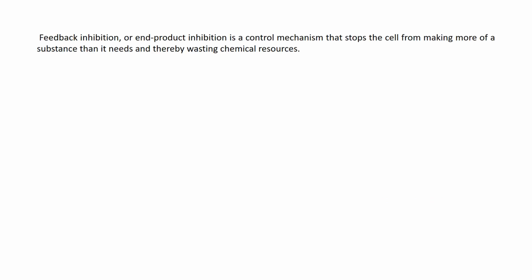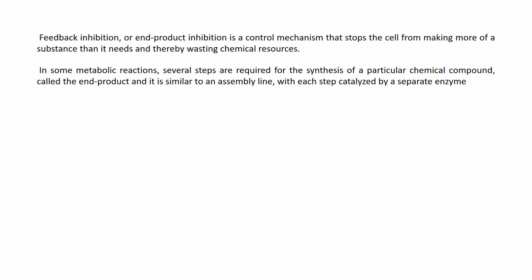Feedback inhibition, or end product inhibition, is a control mechanism that stops the cell from making more of the substance than is needed, and thereby wasting chemical resources. In some metabolic reactions, several steps are required for the synthesis of a particular chemical compound called the end product, and this synthesis is similar to an assembly line, with each step catalyzed by a separate enzyme.